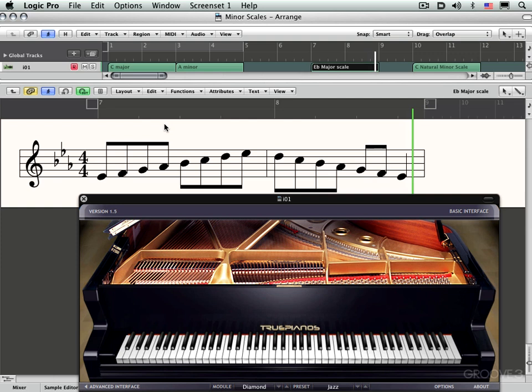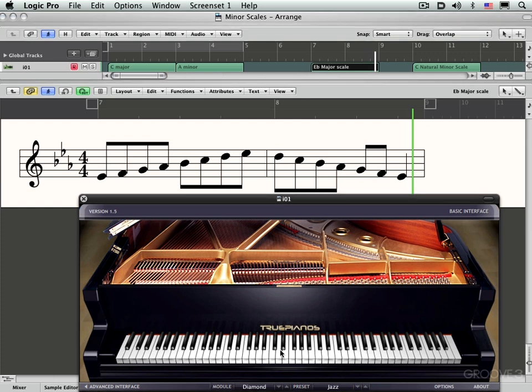Now, what's the relative minor? Well, we're in the key of E flat, so if I count to the sixth degree, I'm going to get to C. Or if I go down 3 half tones, 1, 2, 3, that brings us to the sixth degree, an octave lower. All you need to do is count 3 half tones down and know that the relative minor of E flat is C.